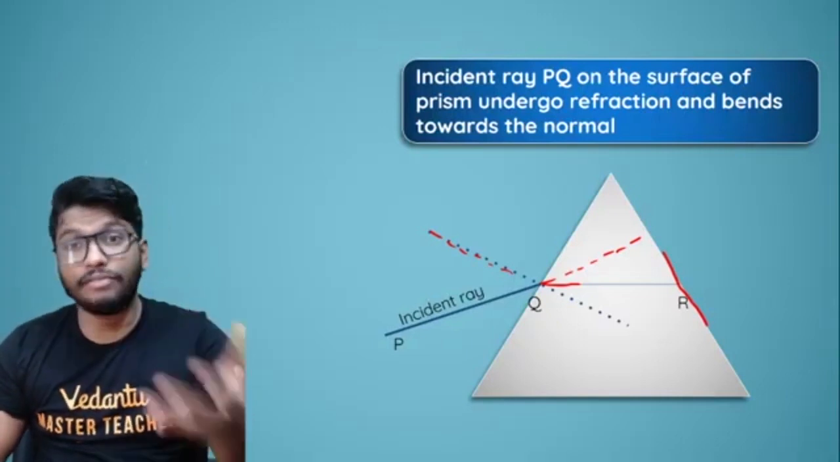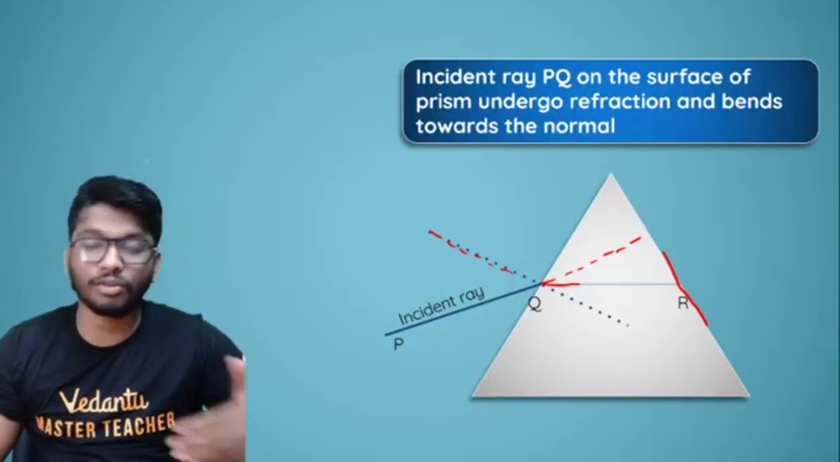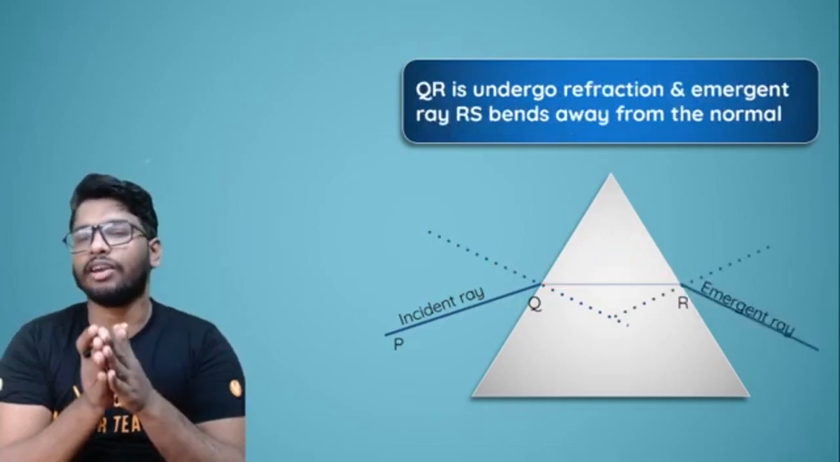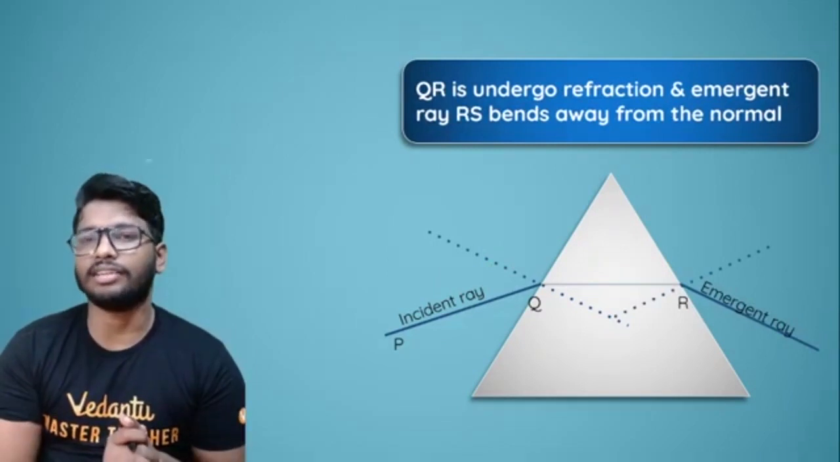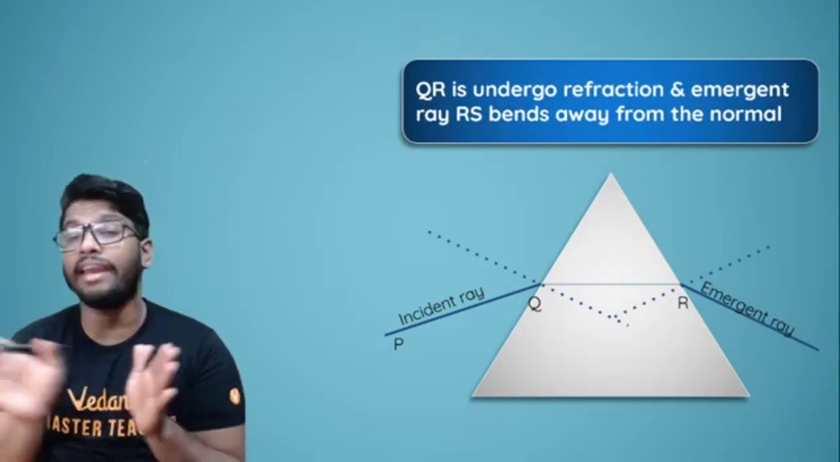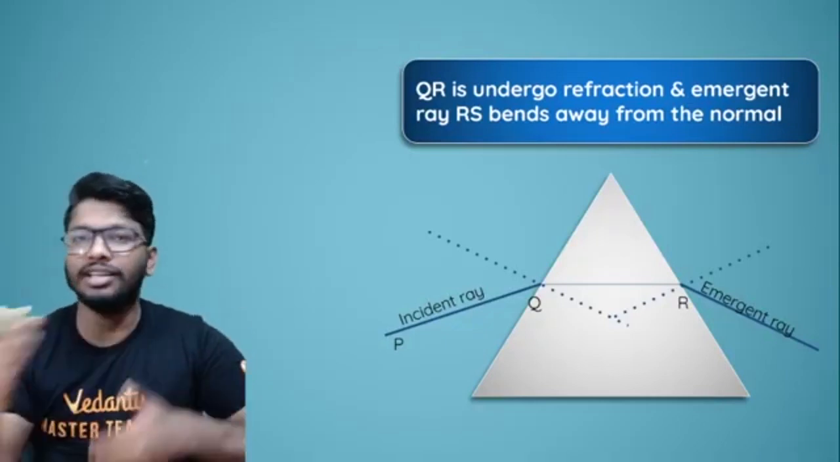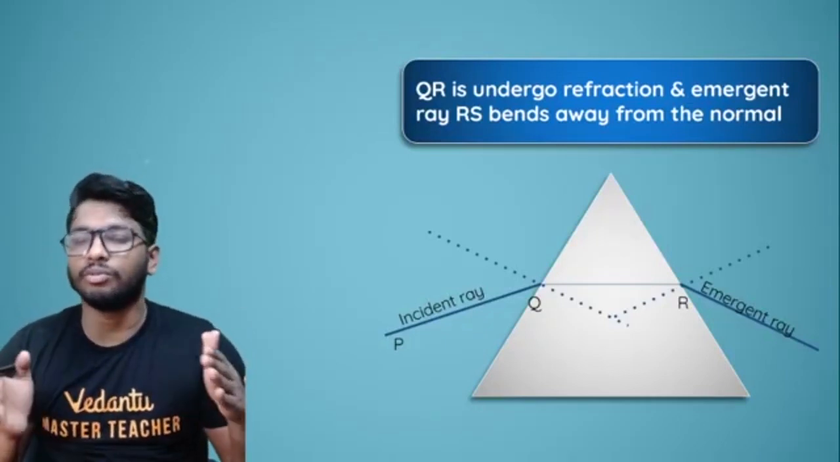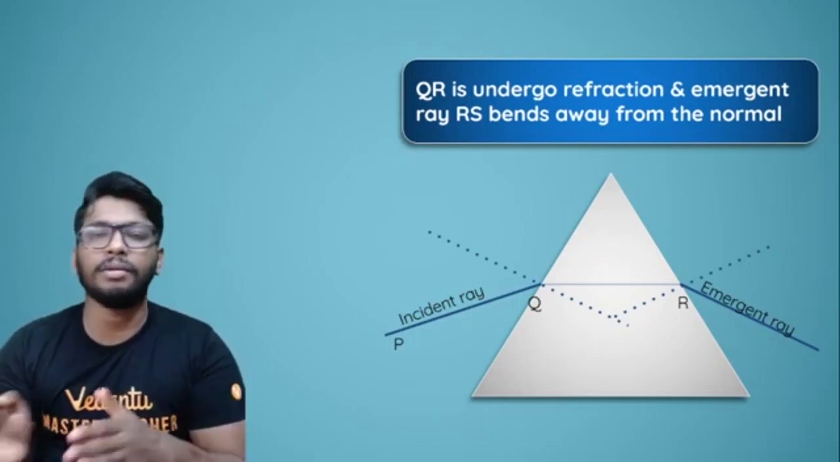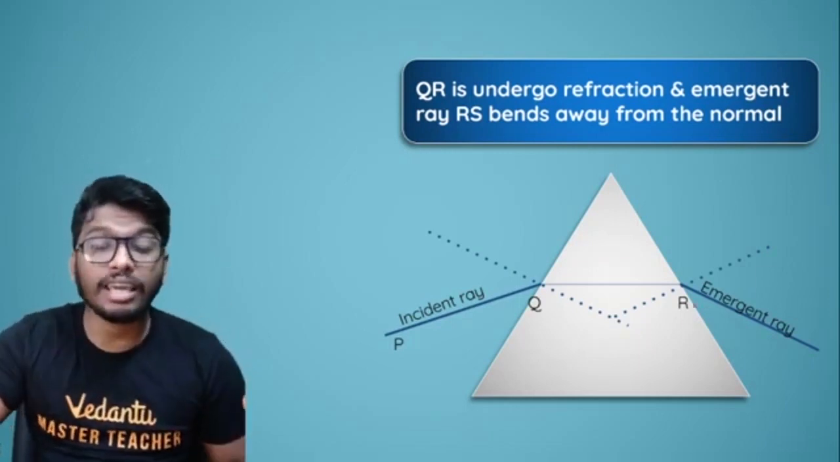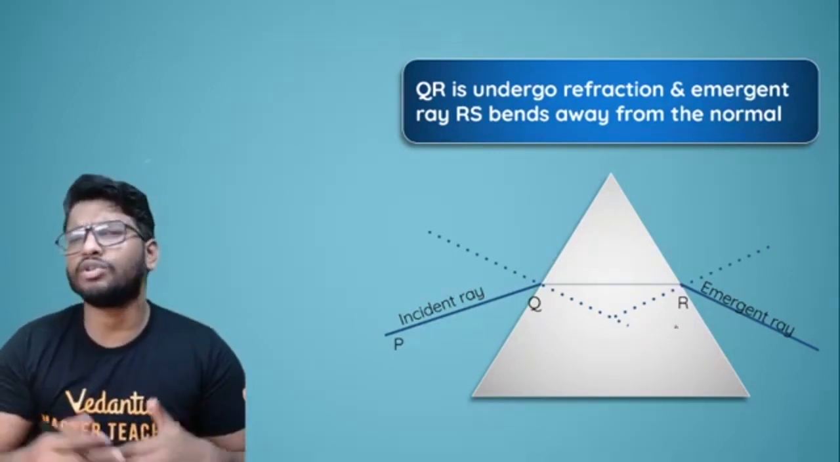Now again, it'll refract because it's going between two different mediums. It's going from a denser medium into a rarer medium. So the ray of light again gets refracted, and this time it'll try to go away from the normal, because I told you that when a ray of light goes from rarer to denser medium, it moves towards the normal, and from denser to rarer medium it goes away from the normal. And this ray has a different name: it's called the emergent ray. It's coming out of the prism, so it's called the emergent ray.